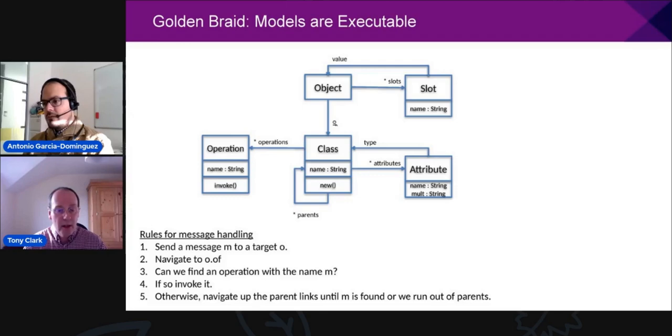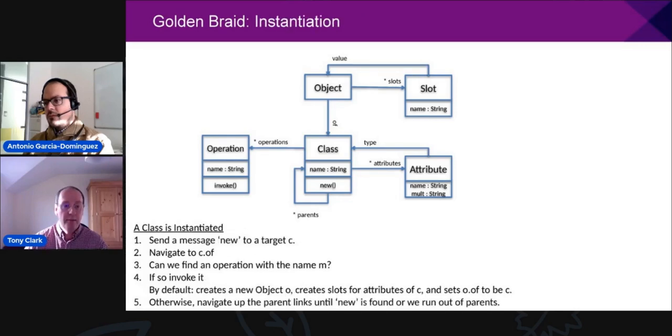But we have to say how the operations are invoked. So what are the rules? Well, we're going to send a message to any object, and everything's an object here. It navigates up the of link, which is the type link from an object to its class. And then it starts looking for an operation with the name of the message that we've sent. And that's all we need to do. If it doesn't find it, it goes up the parent link. So with that slight external definition, it gives us all the executability and the semantics that we might need for language engineering. So let's have a look at instantiating a class. If we send a class a message new, then it goes up the of link.